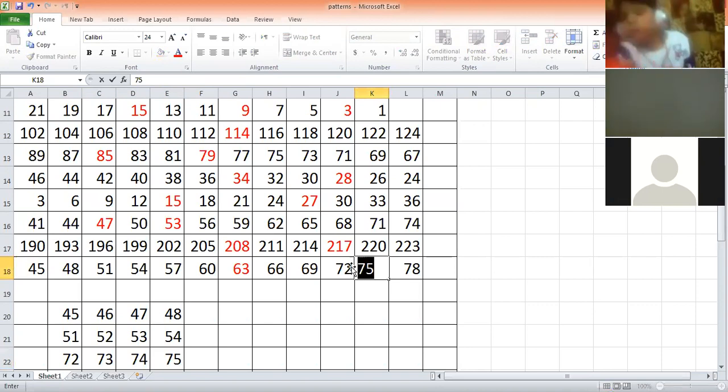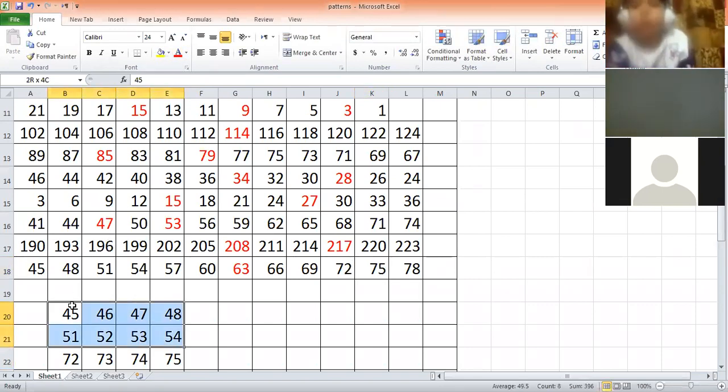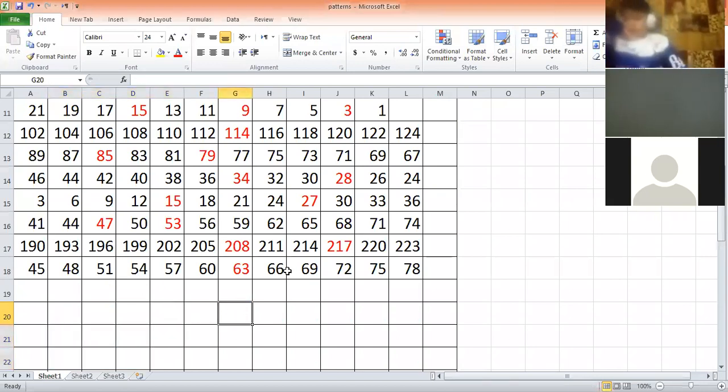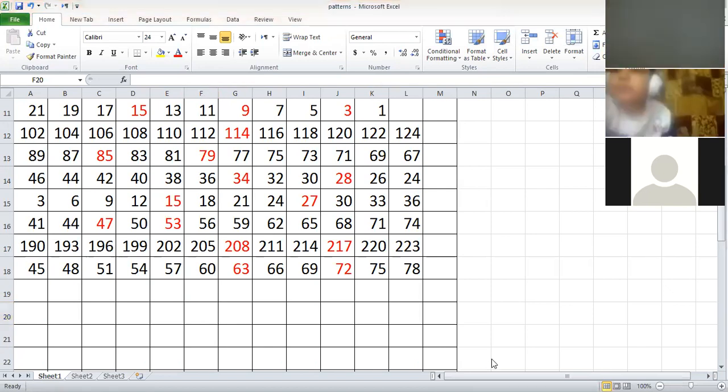In this way, you have to do it. You can find the pattern, and if you find the pattern, then follow the pattern. And if you are adding three, so add three and find out the next number. Is it clear? Should I give you the next pattern?